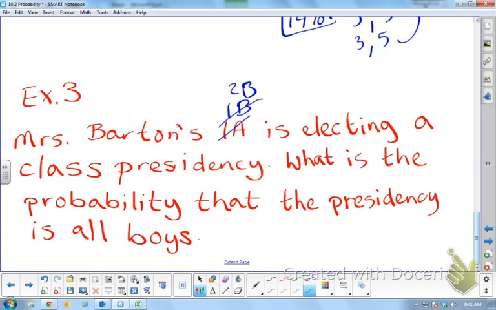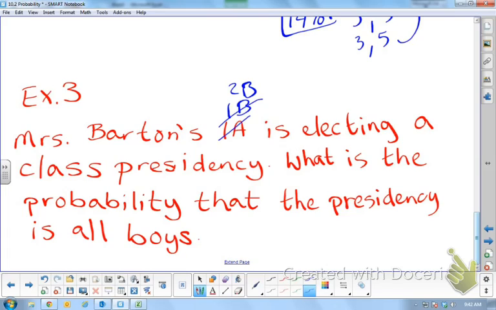So our goal for this question, Mrs. Barton's 2B, is electing a class presidency. What is the probability that the presidency is all boys? Now, I could have done this differently. I could have said, what's the probability that our presidency was all girls? Or the presidency consisted of people who owned iPhones? Or the presidency all had glasses? There's a lot of different ways to ask this question.